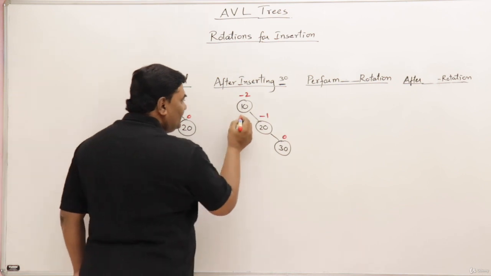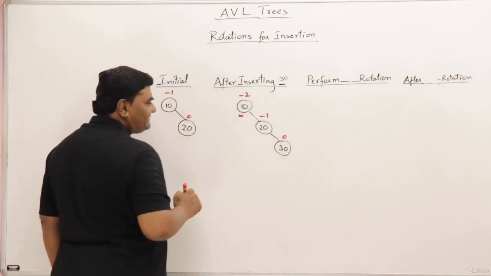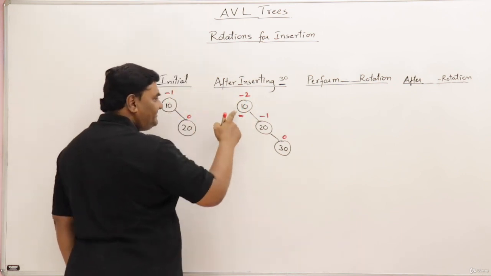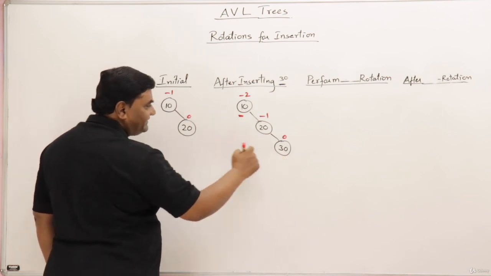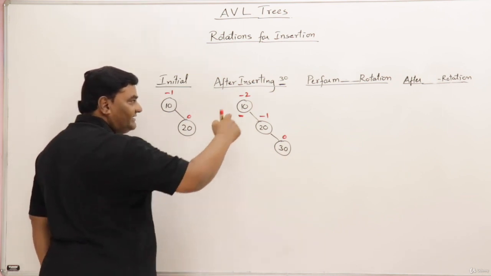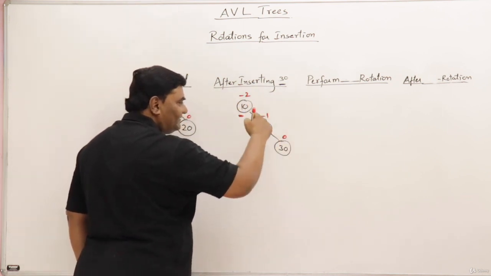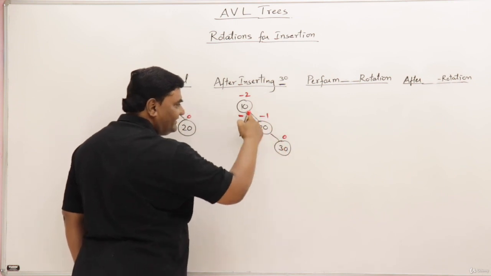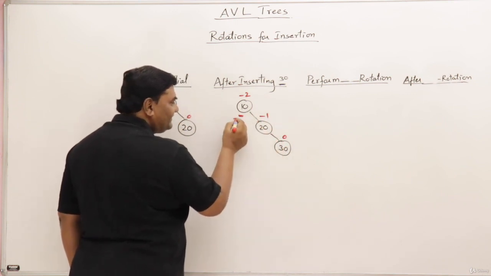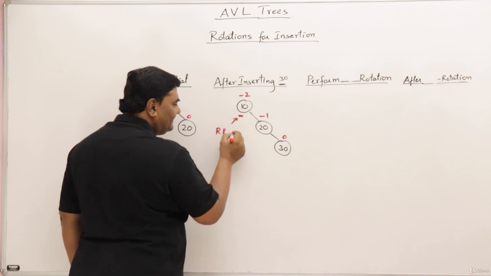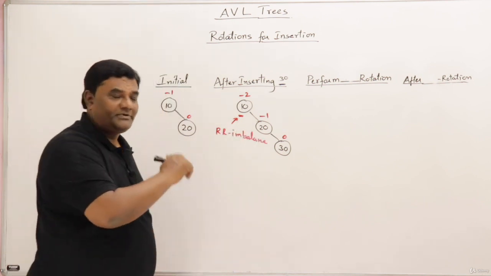This is minus 2. So this node became imbalanced. So why it became imbalanced? Because we have inserted 30 just now. Where we have inserted right child of right child. Right? It is the right child of right child. So RR. So let us call this as RR imbalance. Now let us see how to perform rotation.